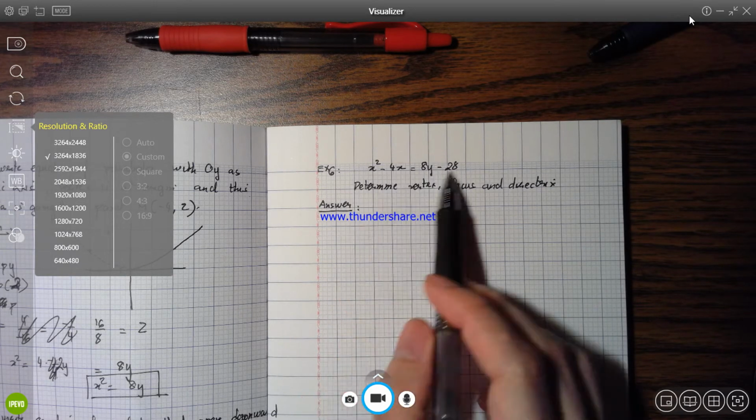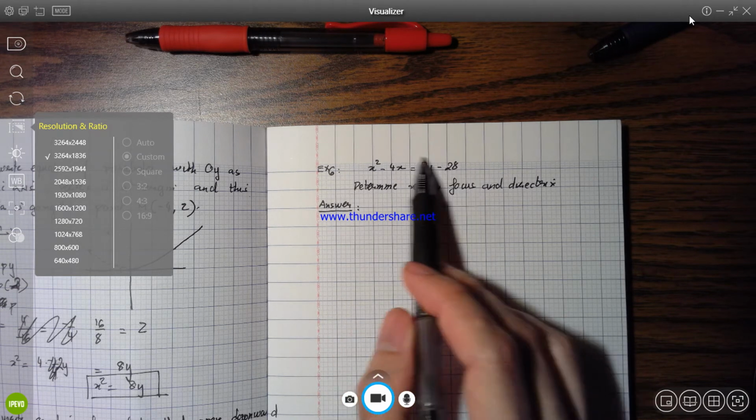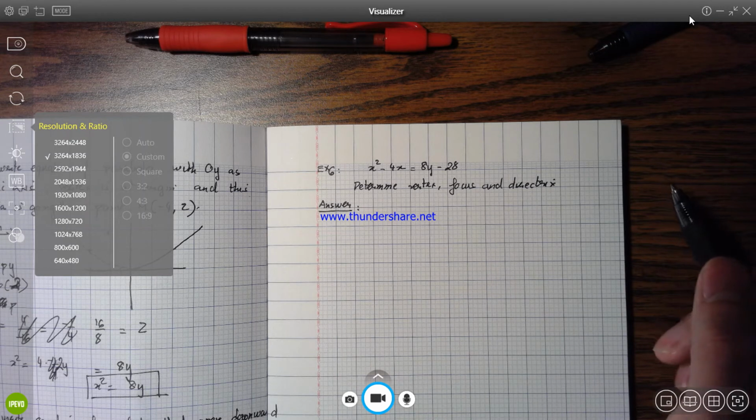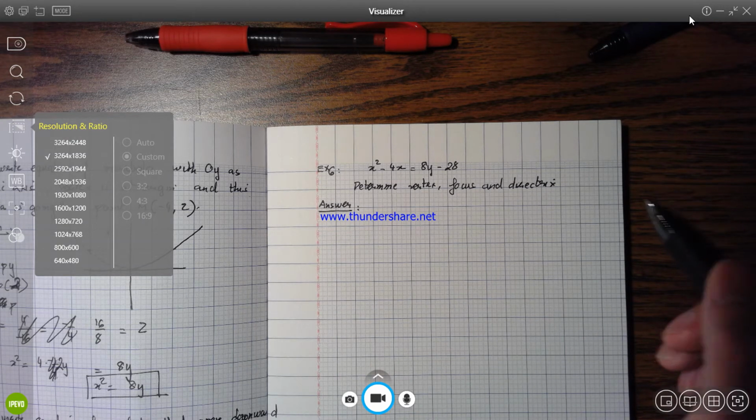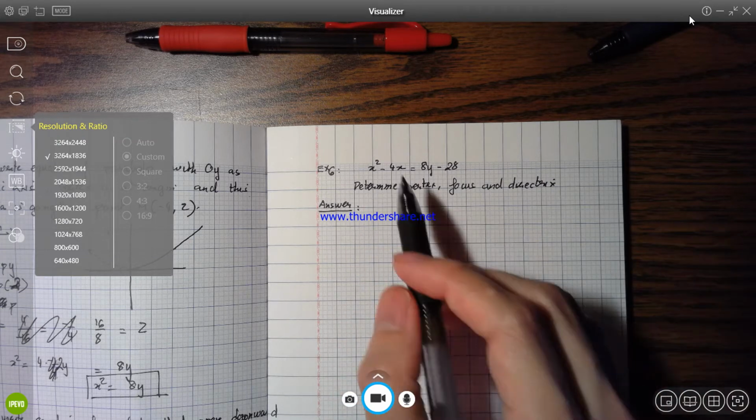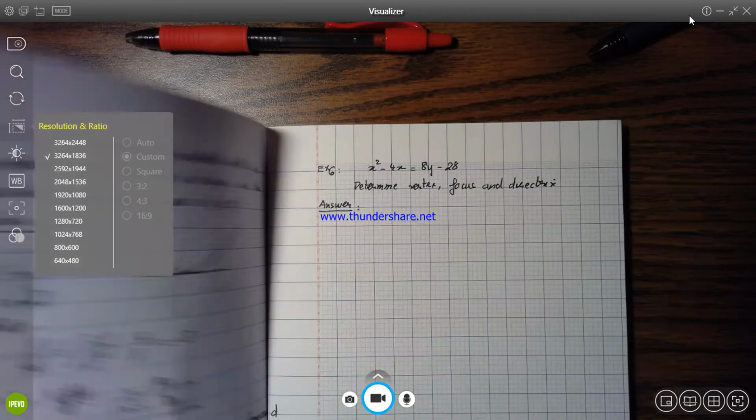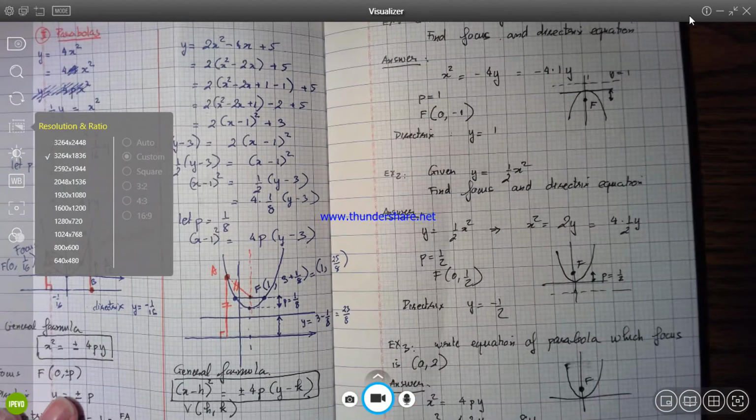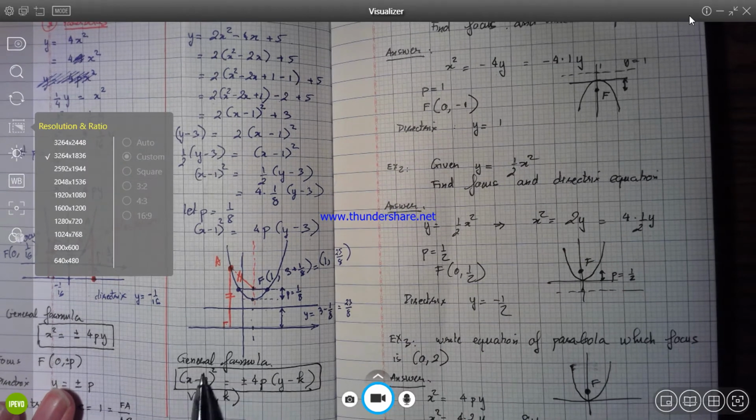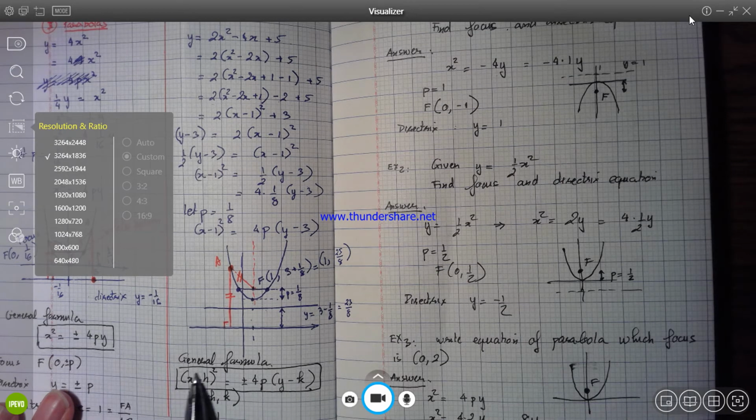we probably know that the vertex of this parabola is not at the origin, because if it were at the origin, it would look very simple. Over here, this doesn't look simple at all. That's why the vertex is not at the origin, and that's why we have to complete the square to bring it back to this form right here. So we need to have a perfect square on the x.